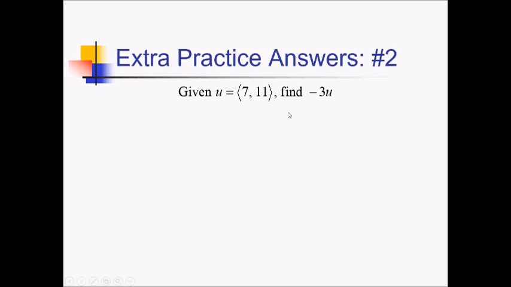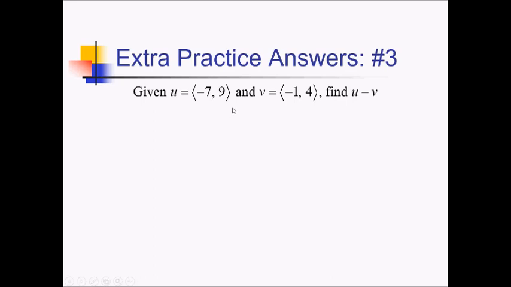For this problem, we're trying to do negative 3u with a vector with this component form, so I'm just going to substitute this component form for u in this expression. We've got negative 3 times 7, 11. And then we just have to distribute this negative 3. So that's going to give us the vector negative 21, negative 33.